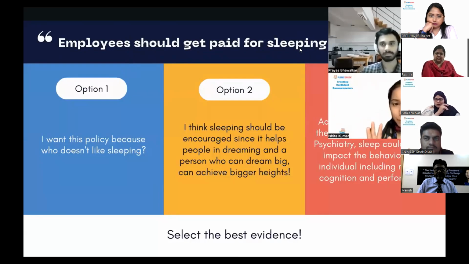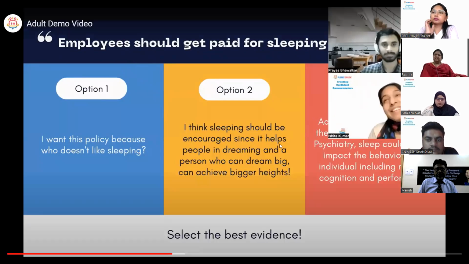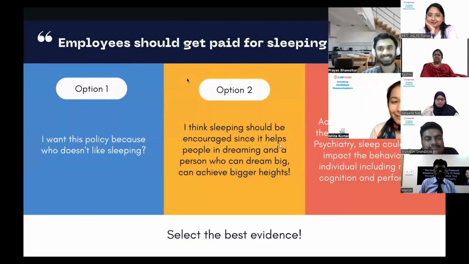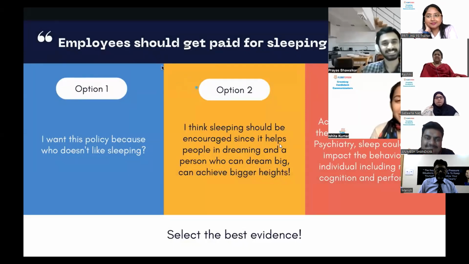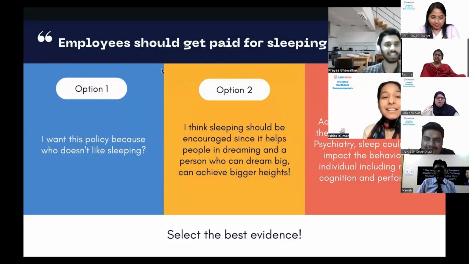So let me do this as an example for you, of how I'm thinking, and then you can do the next one. Saying that employees should get paid for sleeping in the office. Now option 1 says, I want this policy because who doesn't like sleeping? Okay, not really a good proof. A good point, but not really a good proof. Then second option, I think sleeping should be encouraged since it helps people in dreaming, and a person who can dream big can achieve bigger heights. Okay, that's okay. Let's see the third one.